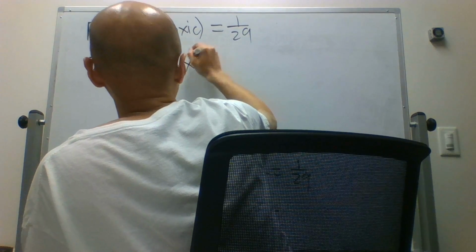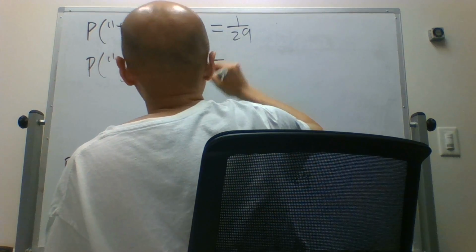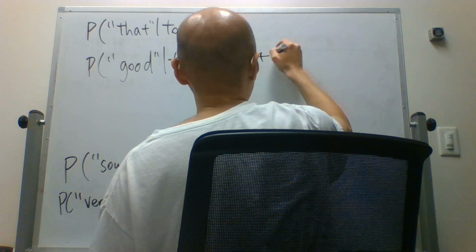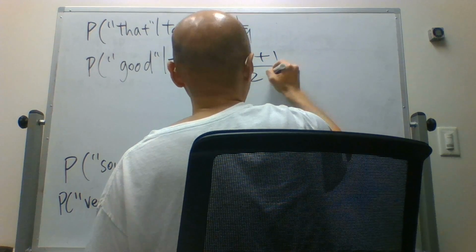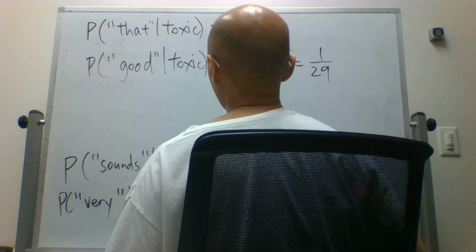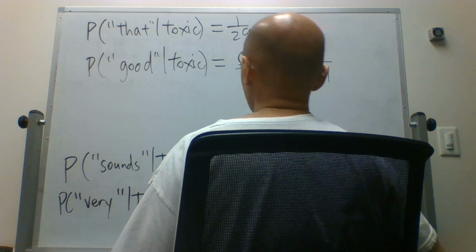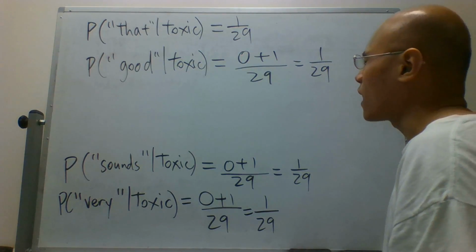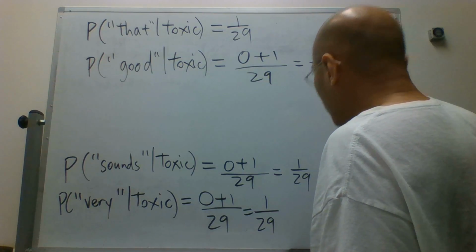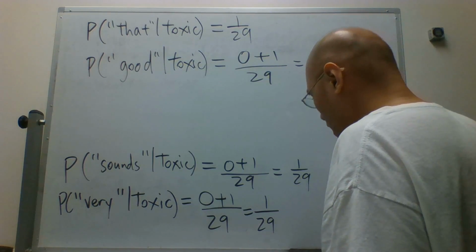Conditioned on toxic, good also does not appear in any of our toxic phrases. So it's 0 plus 1 over 29, and that's equal to 1 over 29. Now we need to multiply these four things and then multiply that by P of toxic.